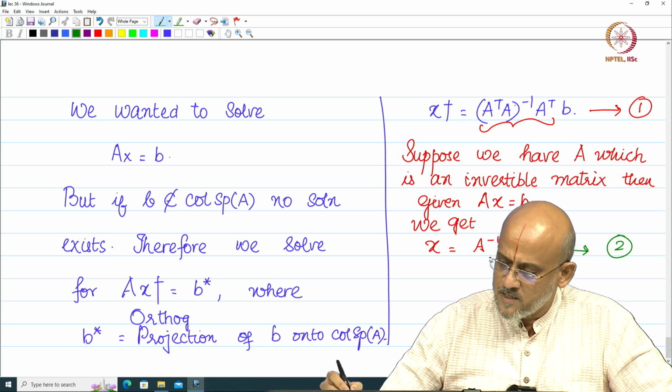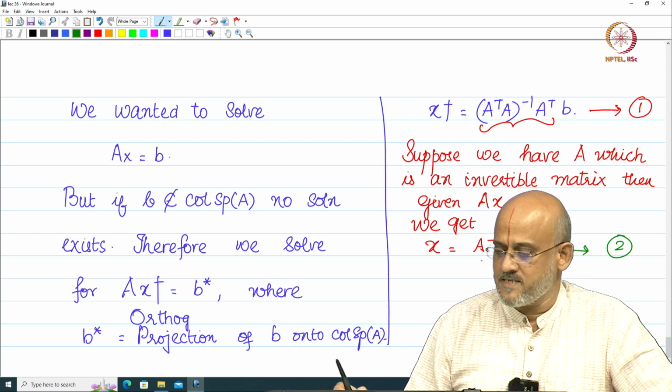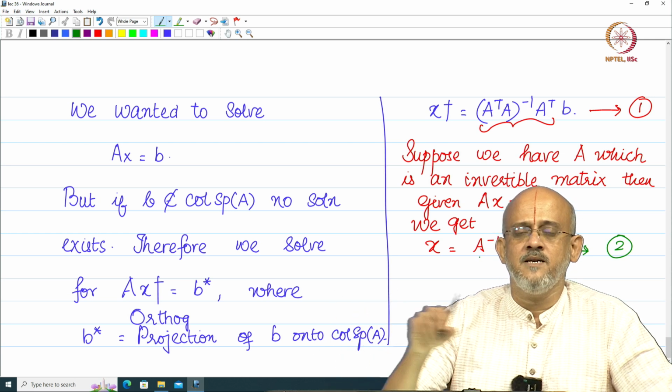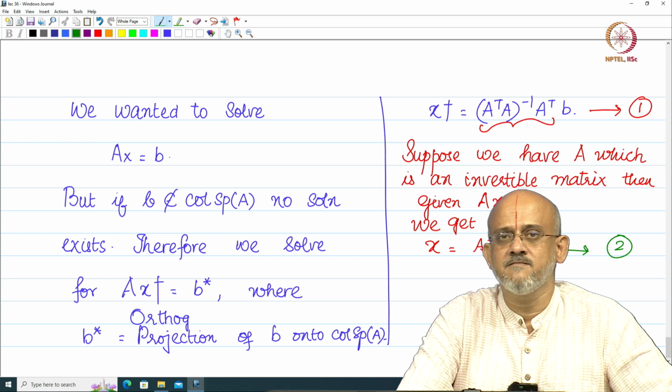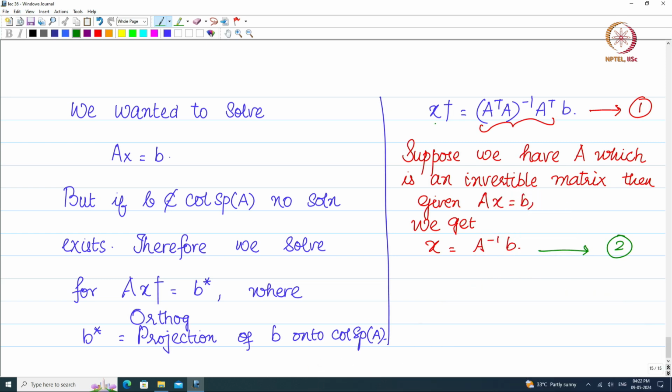this A transpose A, the whole inverse A transpose, seems to do something similar to what A inverse does when A is an invertible matrix. Here also on the left hand side we have X dagger, on the right hand side we have B, which is pre multiplied by A transpose A, the whole inverse into A transpose, whereas whenever you have an invertible matrix A, we have X is equal to A inverse B.